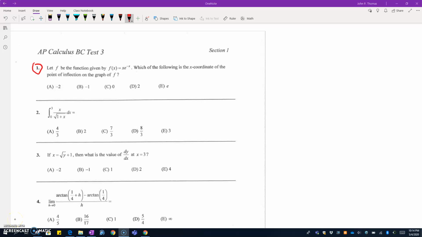All right, let's look at the most commonly missed questions from the first part of this practice AP test. So number one said, let f be the function given by f of x. Which of the following is the x-coordinate of the point of inflection on the graph of f?